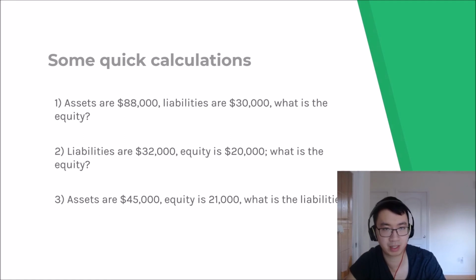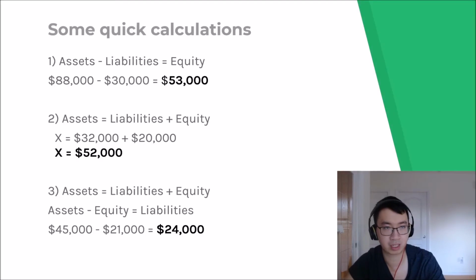So here are some basic calculations if you want to try it out. Assets, liabilities, and equity. The answers are over here. So for example, 88,000 minus 30,000 is 53,000. As long as you have the accounting equation set up, it's really easy to calculate. What you own minus what you owe to other people is equal to the owner's stake or the net worth of the company. And you can rearrange this equation so that you can have just assets on one side and liabilities adding to your equity on the other side.